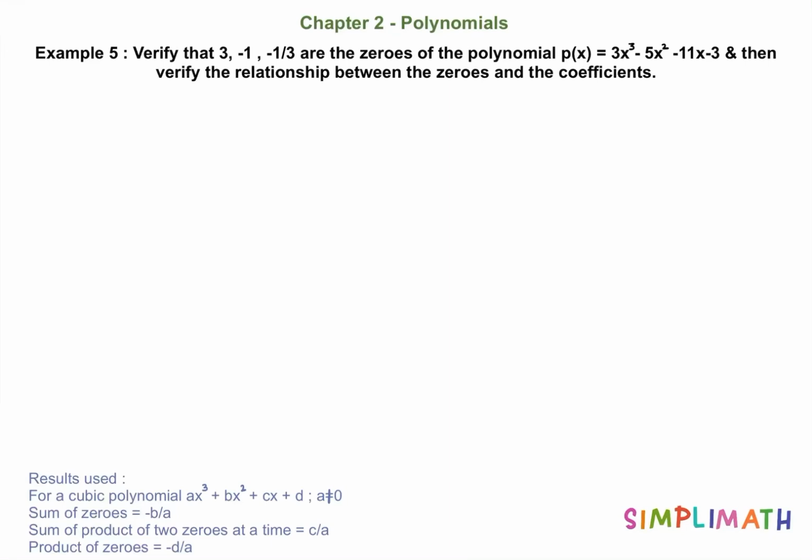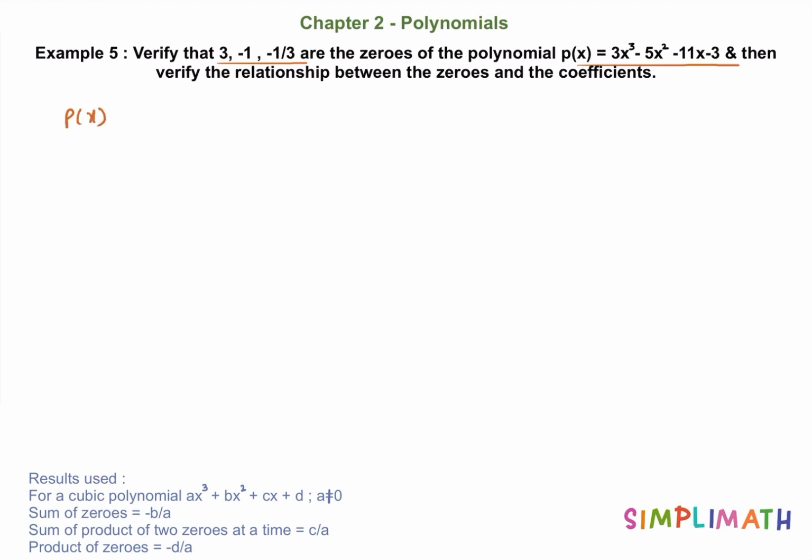Example 5 says verify that 3, minus 1, and minus 1 by 3 are the zeros of the polynomial 3x cubed minus 5x squared minus 11x minus 3, and then verify the relationship between the zeros and the coefficients. Okay, now let us start with the first part of the question. Verify that 3, minus 1 and minus 1 by 3 are the zeros. How are we going to verify?